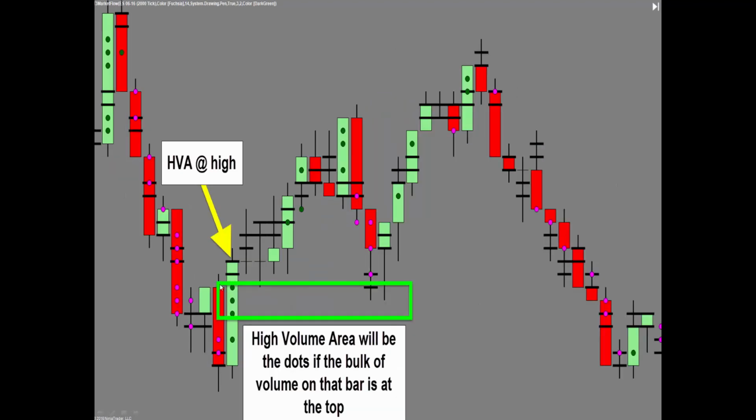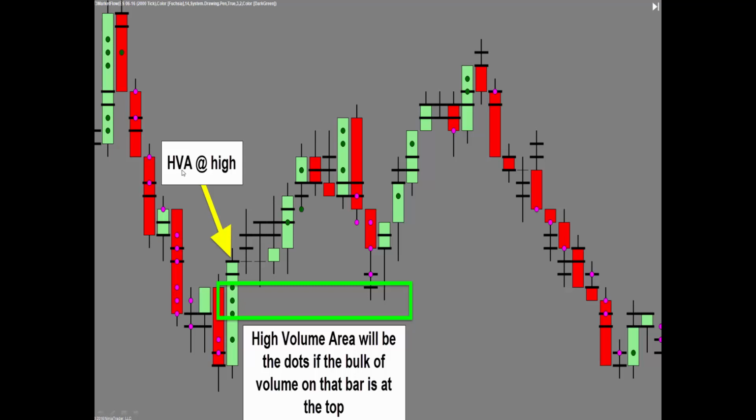Now, if the high volume area is at the very top of the bar, instead of focusing on just that high volume area, we're also going to look at where the majority of the green dots came from. Because typically, if it's at the top of the bar, the market will come back to the dots area. So then that just really makes the dots your high volume area. So I just wanted to give you guys some terminology.